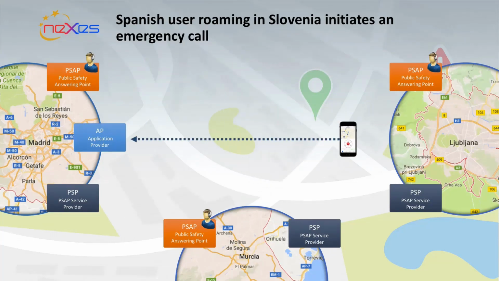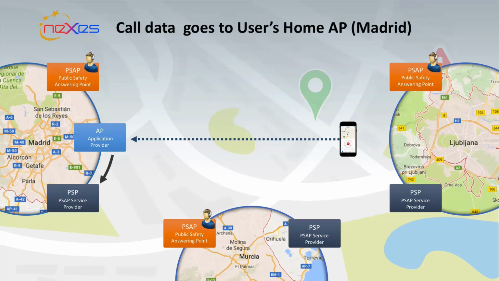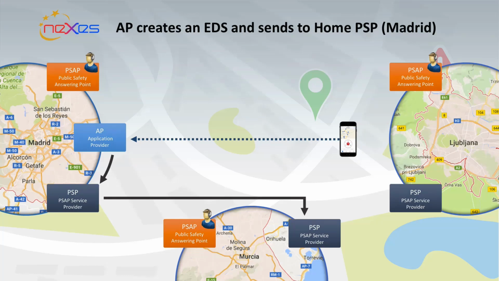The application gets the location and sends it to the AP in Madrid, and as before, the AP creates an EDS message with the location and other information and sends it to the Madrid PSP. The Madrid PSP knows that the location of the user is not in Madrid, but cannot make a direct connection to Ljubljana either, so it treats the Murcia PSP as a gateway, aggregating service provider, or ASP, to get the EDS to the correct PSAP.